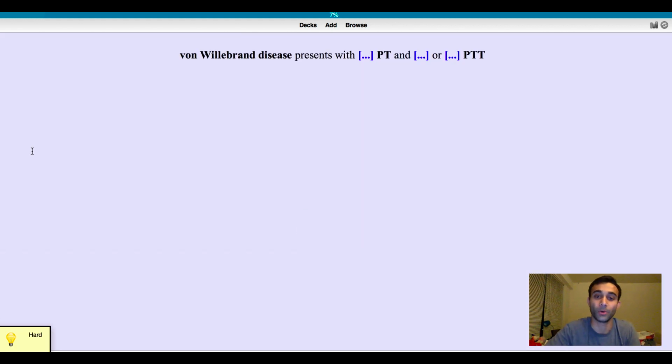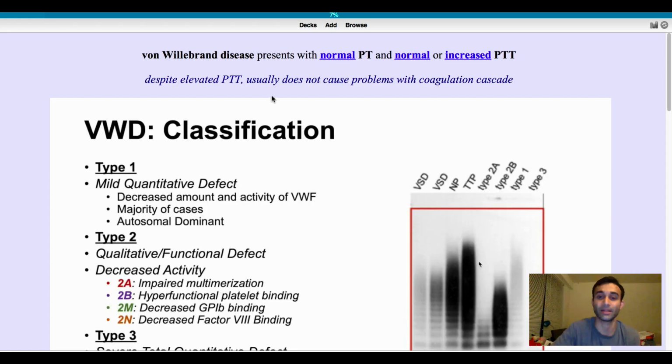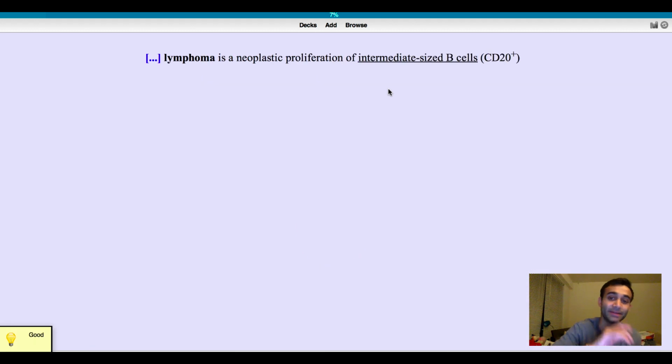Okay. Von Willebrand factor presents with, I believe, a normal PT, and it presents with a normal or increased PTT because von Willebrand factor binds to factor 8, which is involved in the intrinsic pathway of clotting, and that's linked with the PTT time. And you'll see right here, I was right, yay!